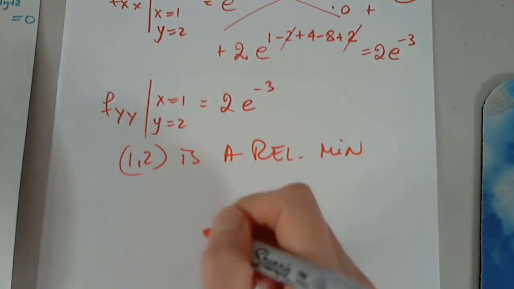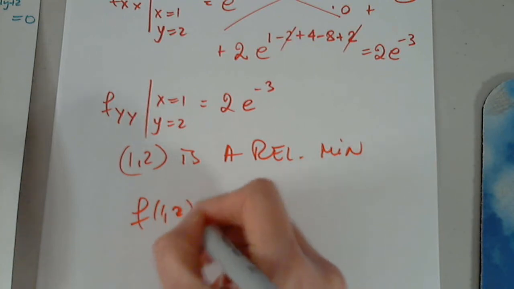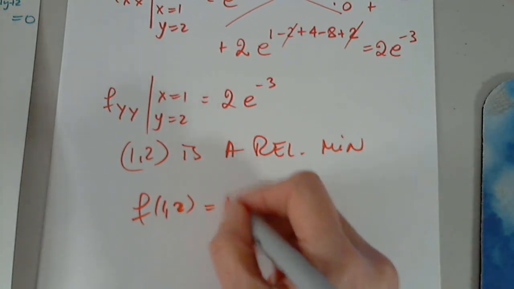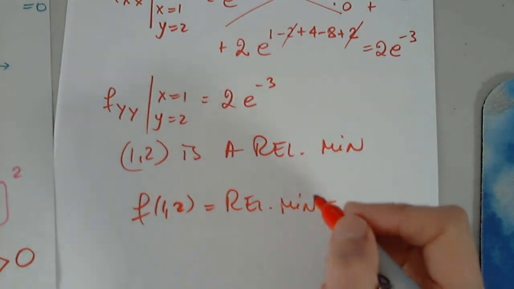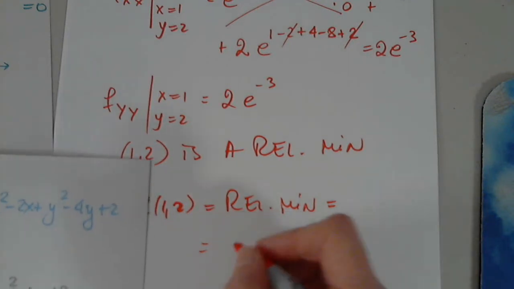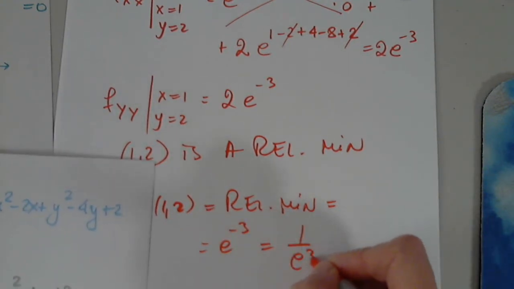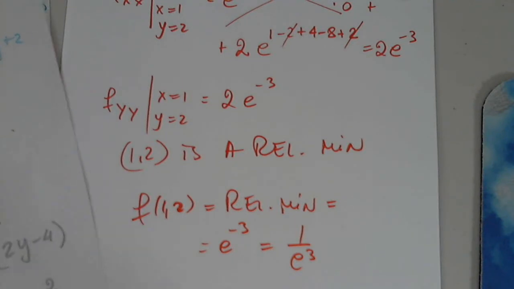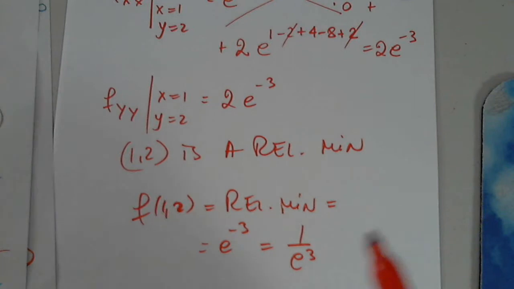In case we're asked to find the relative minimum, 1, 2, this is the relative minimum. And I can go back to the function and plug it in. And we already plugged it in. So it's e to negative 3, which is 1 over e to the 3rd power. Because we already calculated with 1 and 2. We got negative 3.